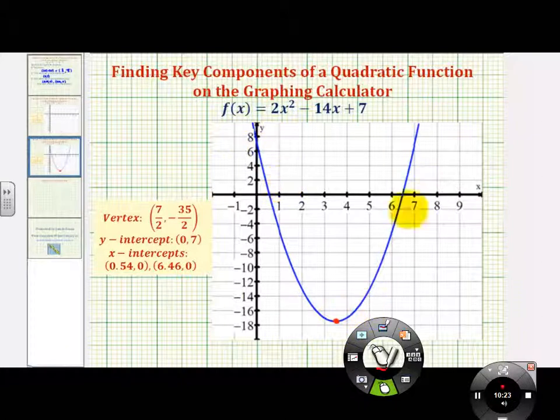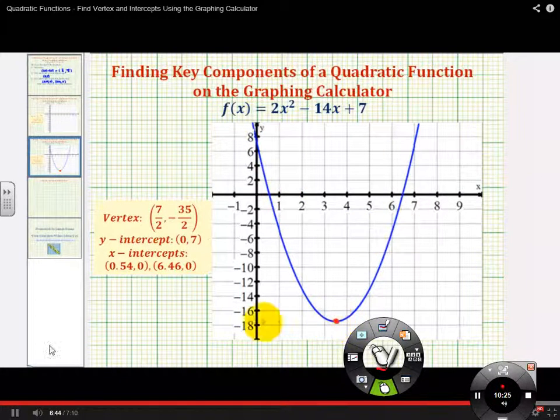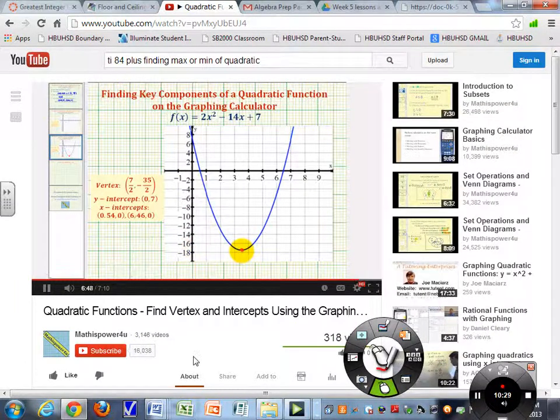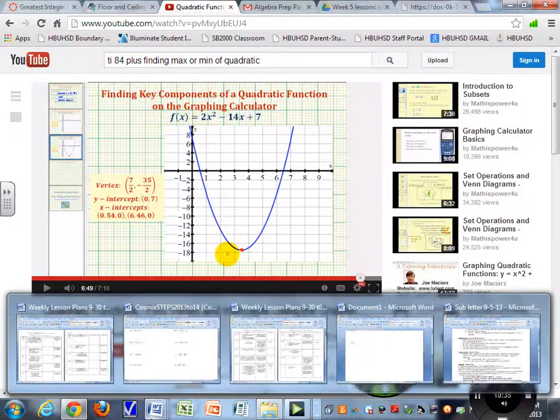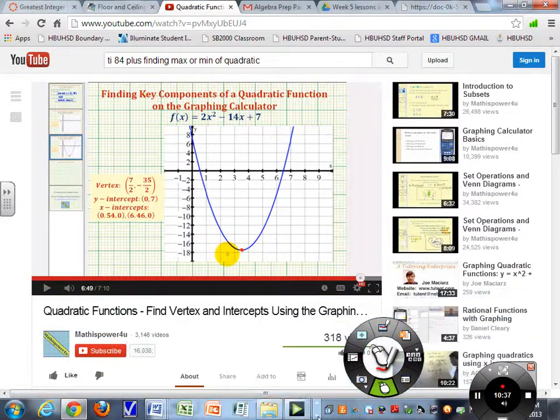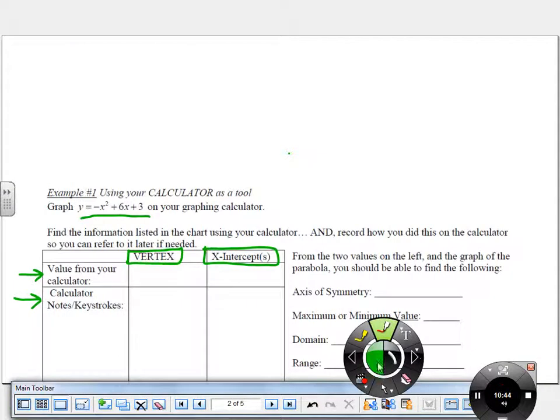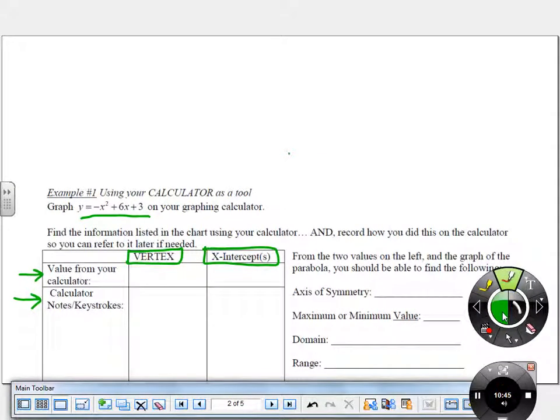Okay, so you guys saw how he was able to find the different parts of the graph. And so we're going to do that on our calculator now. So going back to your note guide, we are going to use the steps that he gave us as a guide. So we're going to go and calculate the vertex and the x-intercepts of the graph.